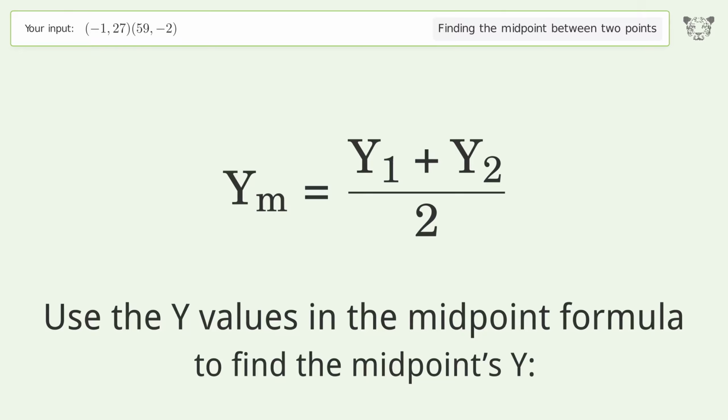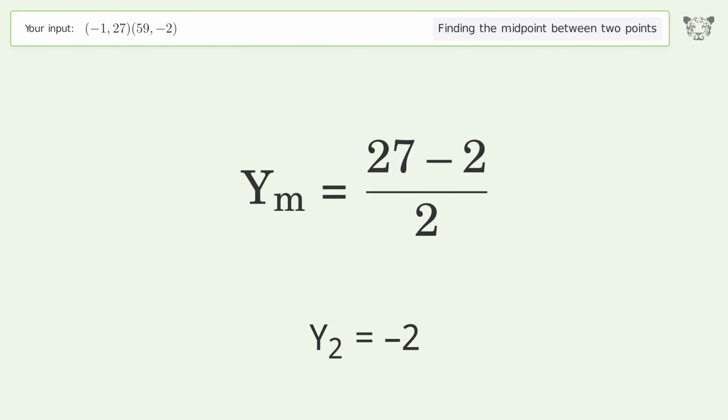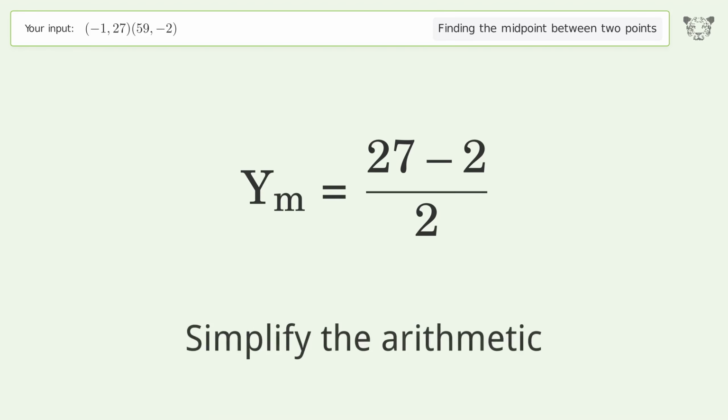Use the y values in the midpoint formula to find the midpoint's y. y1 equals 27. y2 equals -2. Simplify the arithmetic.